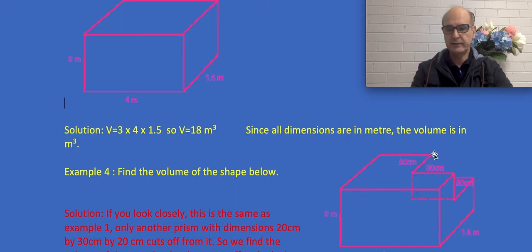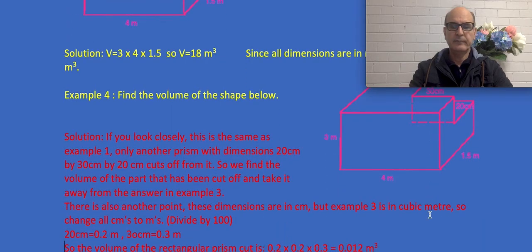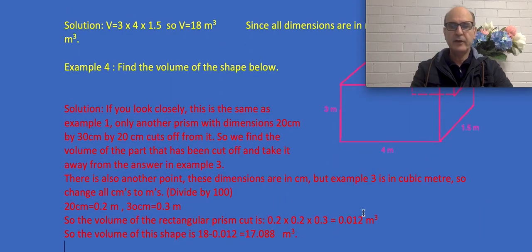So we have 0.2, 0.3, and another 0.2, all times together, and you get that. Now you need to take it away from the answer in question 3, which was 18. So 18 take away that gives you 17.088 cubic meters. That is my answer.